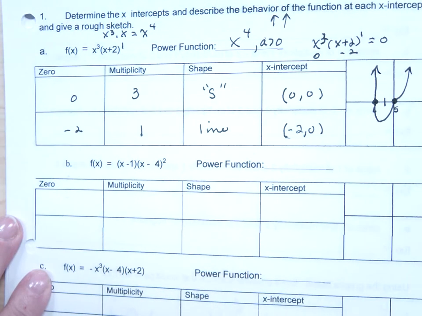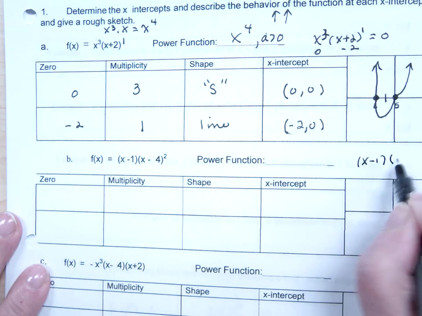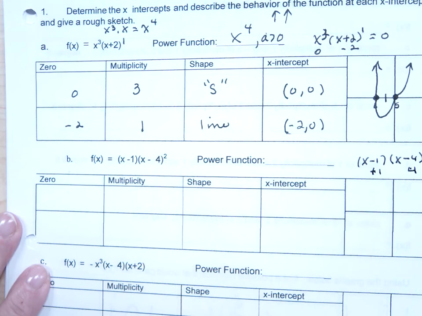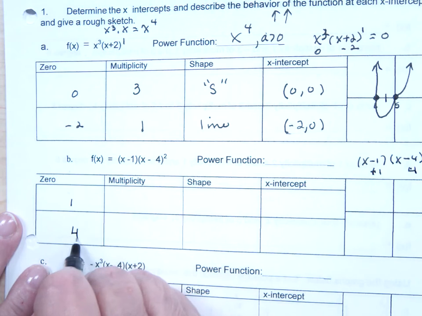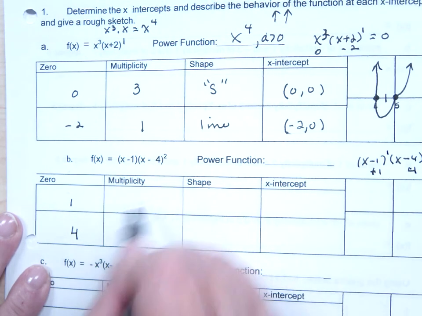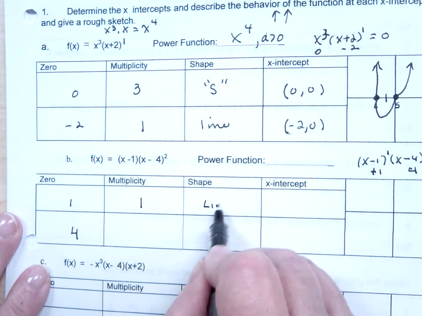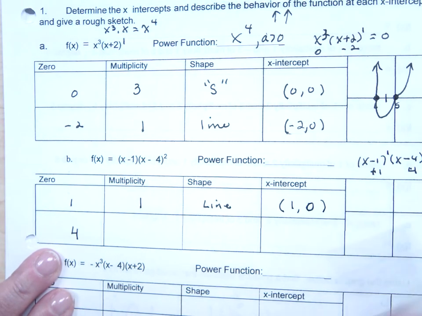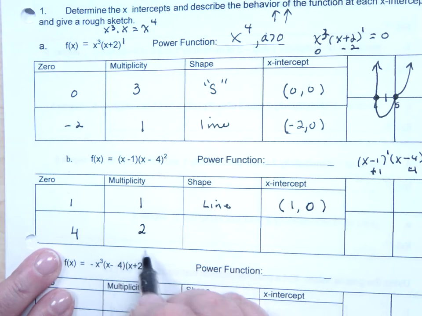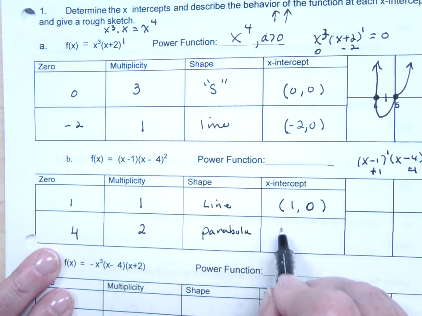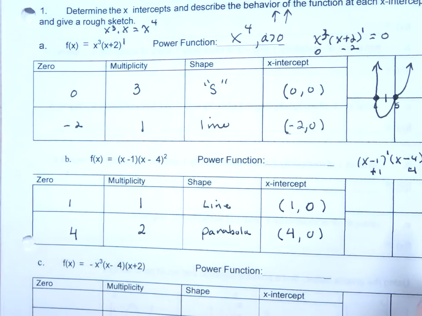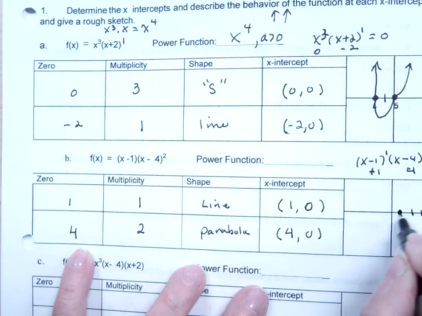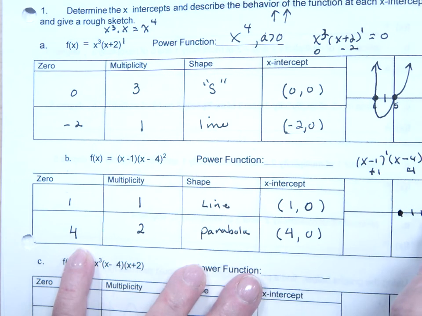On the second one, if I look at the zeros, this is x minus 1, x minus 4 squared equals 0. So the zeros are 1 and 4. The power on the factor x minus 1 is 1, and its shape is a line, because it's multiplicity 1. So the intercept would be x equals 1, y equals 0. At 4, the power is 2. It's even, so that's a parabola. So it would be x equals 4, y equals 0. So you have 1, 0 and 4, 0. Those are my two zeros.